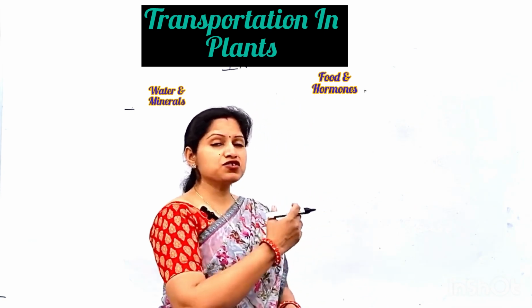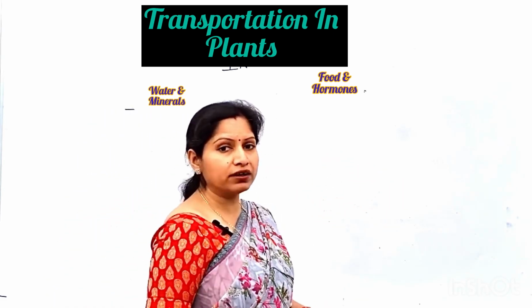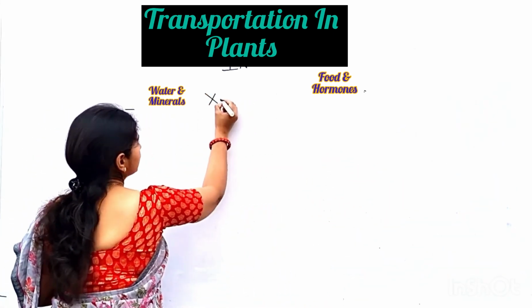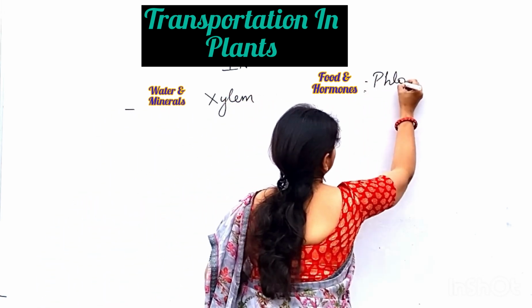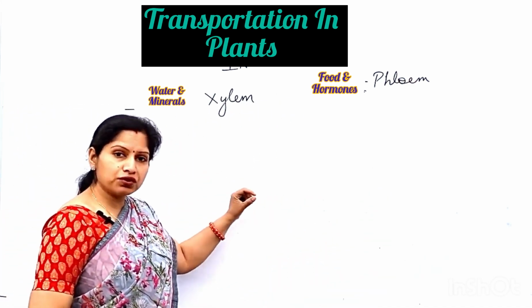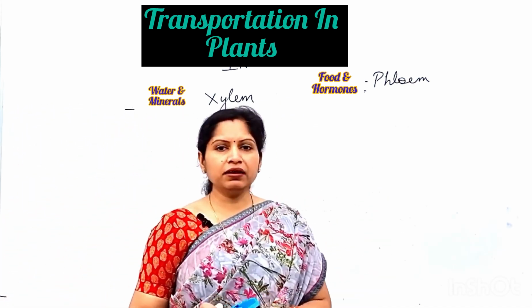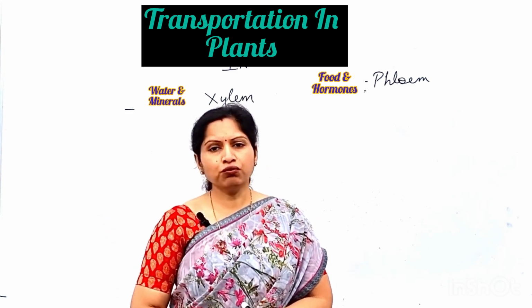In plants, there is transportation of water and food. The transportation of water takes place through xylem, and transportation of food mainly takes place through phloem. This transportation through xylem does not require much energy by the plant. The plant need not spend energy for transportation of water.